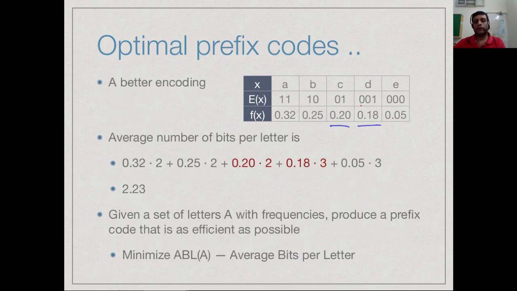supposing I now assign a 3-letter code to D and a 2-letter code to C, then these two terms change. The other terms, though the encoding may have differed, the lengths don't change. So instead of 2.25, I get down to 2.23. So by looking at different encodings, I could get different ABL values, this average bits per letter. Now our goal is to find an assignment capital E which minimizes this quantity so that our coding is as efficient as possible.